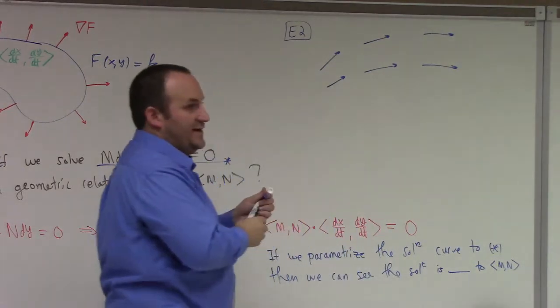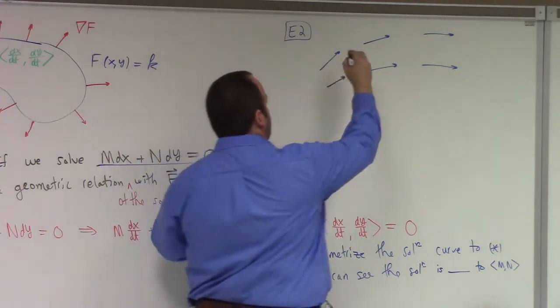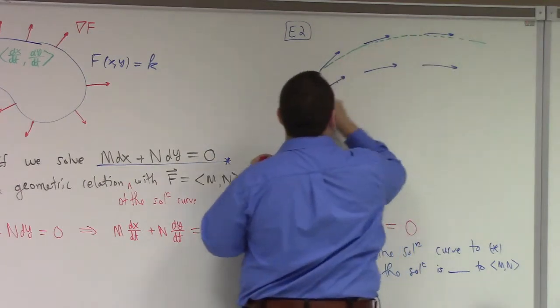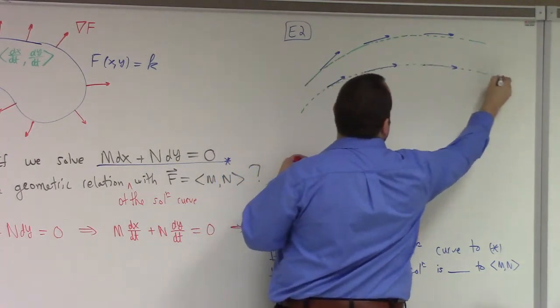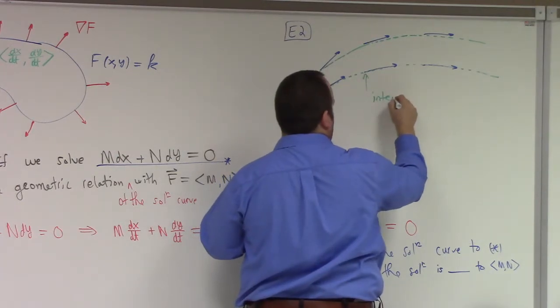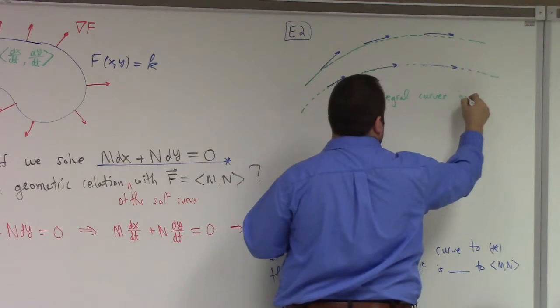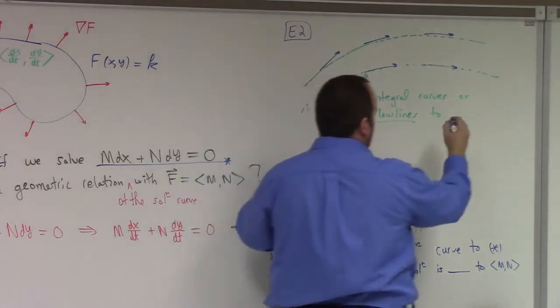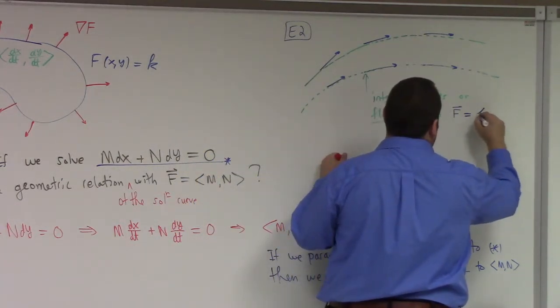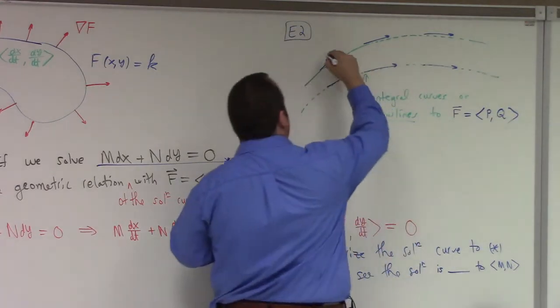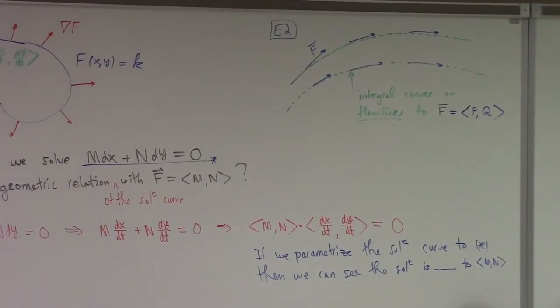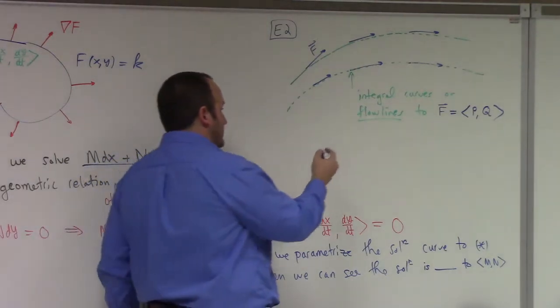We want to find curves in the plane which sort of follow this. If I could do it like this, so these are integral curves or flow lines to f, let's say (p, q). So I'm graphing f. My question to you is, what differential equation do I need to solve in order to find those flow lines? What differential equation takes the flow lines as their solution set?